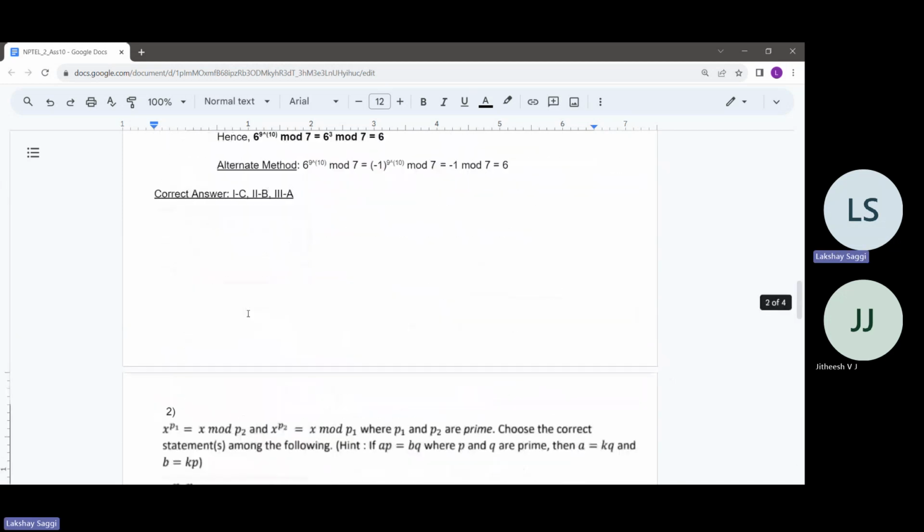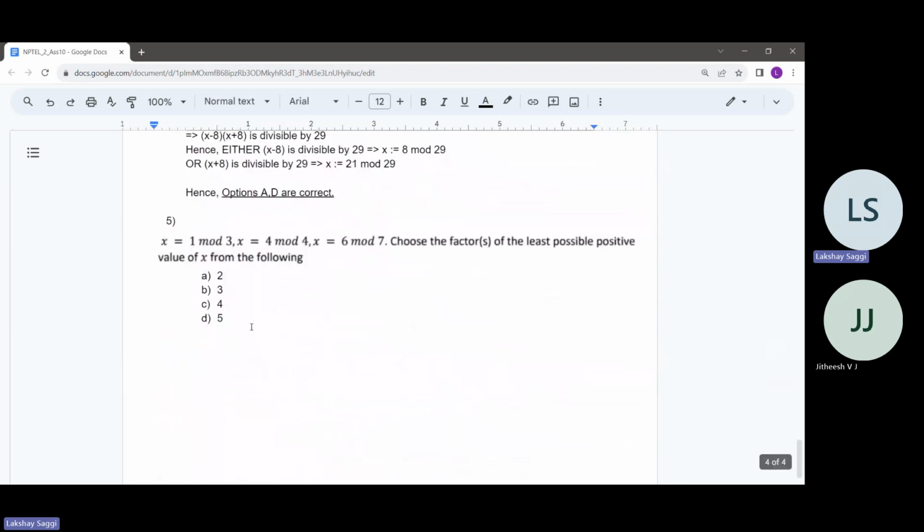So we have covered the first question, second question, third question, fourth question. Now comes the fifth question. The fifth question is again similar to what I have discussed. We are given that x is congruent to 1 mod 3.